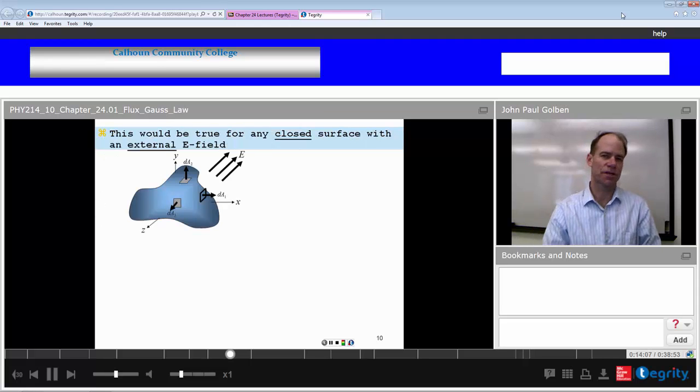This was true for a cube, but this would be true for any closed surface that had an external electric field. If I have a closed surface and the electric field is outside that surface, the flux lines would go in and then come out, giving me a net flux of 0 in every case, no matter what the orientation.